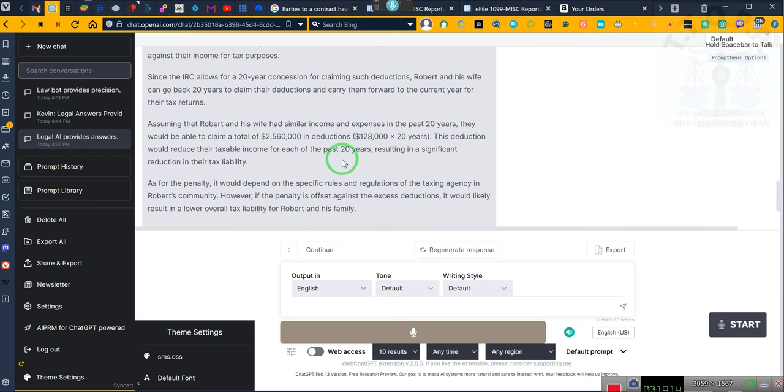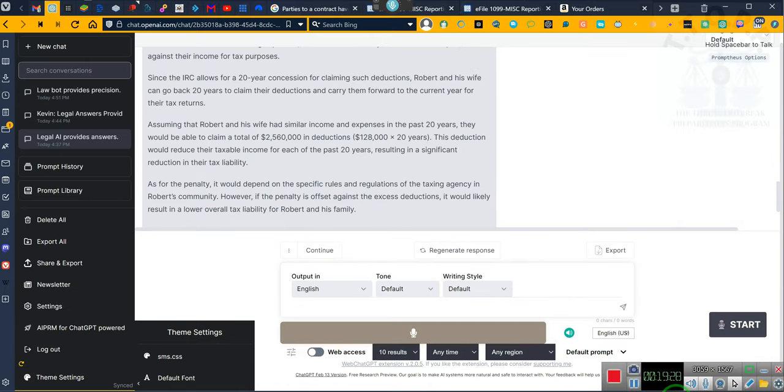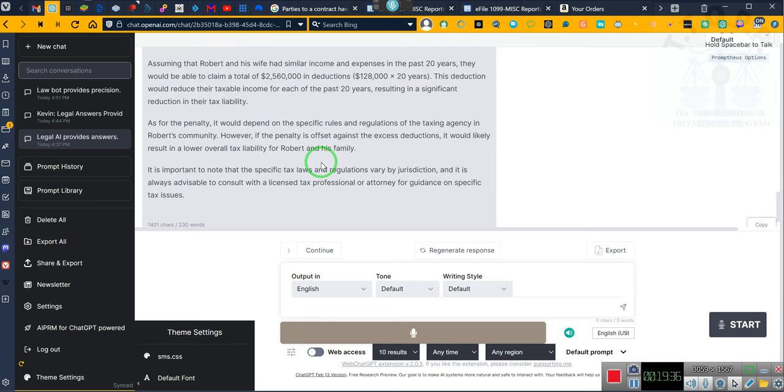Since the IRC allows for a 20-year concession for claiming such deductions, Robert and his wife can go back 20 years to claim their deductions and carry them forward to the current year for their tax returns. Assuming that Robert and his wife had similar income and expenses in the past 20 years, they would be able to claim a total of $2,560,000 in deductions, $128,000 x 20 years. This deduction would reduce their taxable income for each of the past 20 years, resulting in a significant reduction in their tax liability.